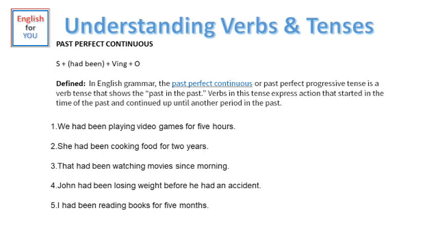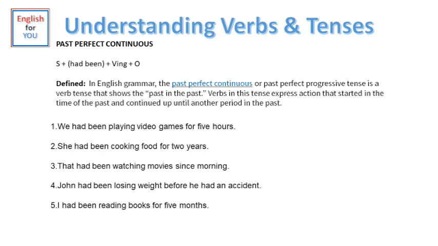So let's look at the past perfect continuous. The code from the table says it's the subject plus the words had been, plus it being a continuous verb, of course, it's the verb ending in ing, the V-ing, and the object. So how do we define it in English grammar? The past perfect continuous, or past perfect progressive tense, as it's sometimes known, is a verb tense that shows the past in the past.